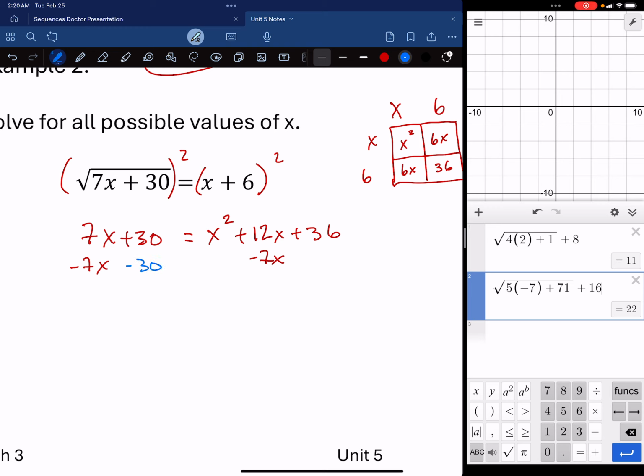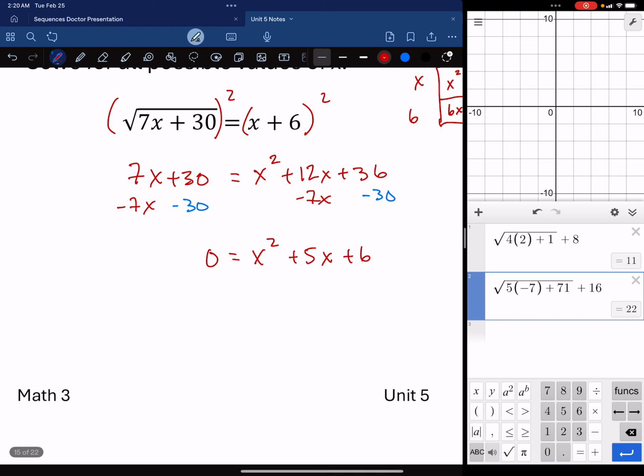Going to subtract by 30. We're left with 0 equals x squared. 12 minus 7 is going to be positive 5. And 36 minus 30 is going to be positive 6. I'm just going to factor now. We want two numbers that multiply together to get positive 6 and add up to 5. Our two factors are going to be 2 and 3. So we get 0 equals (x plus 2)(x plus 3).